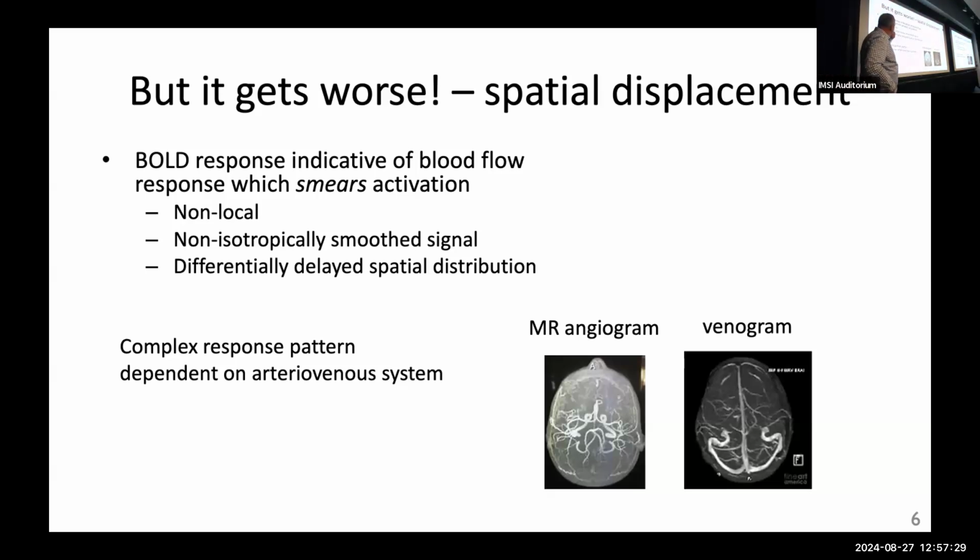And it's differentially delayed, because if you're early on in that arterial system, you're going to get your blood flow before somewhere later on. It depends how far it has to travel to get to where it needs to go, and how fast it's traveling along that pathway. So it's a really complex response pattern. It depends on the arteriovenous system. And even though I'm talking about BOLD response models, I think this also matters for connectivity studies, which people have been talking about a lot.